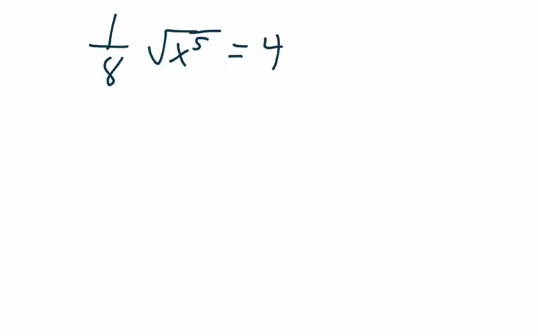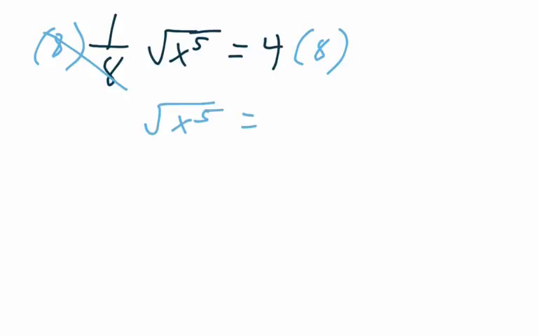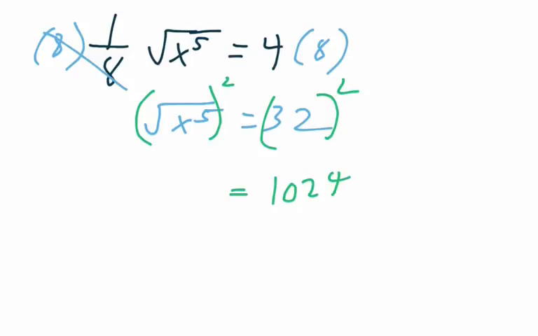So for this problem, I'm going to take both sides and multiply them by 8 to get rid of the 8 here. So I get the square root of x to the 5th equals 32. Now there's two ways to do this. Probably the way that you'd understand it best is to get rid of the square root. We would square both sides. So 32 squared, 1024, equals x to the 5th.